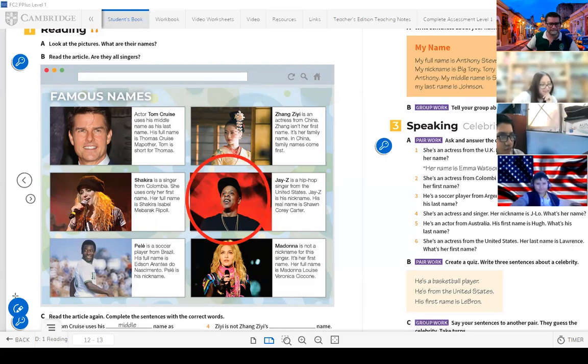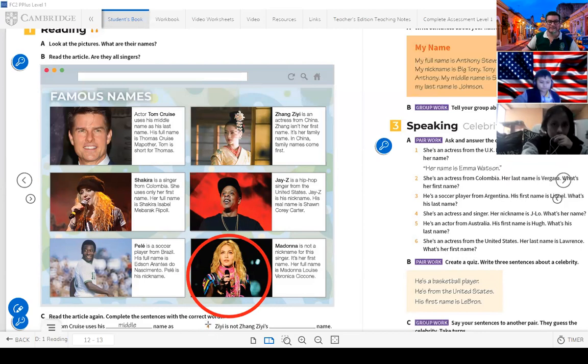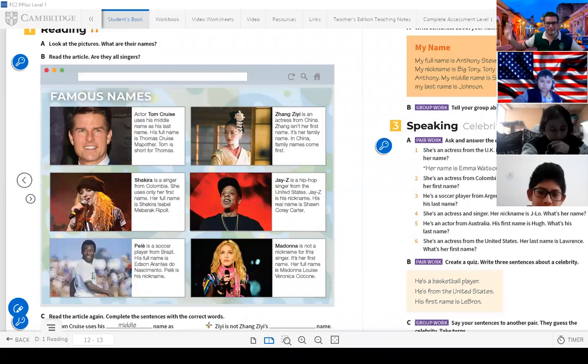Okay. What's the name of this man? Jay-Z. No, my God. Jay-Z es el profe de historia. ¿Cómo que Jay-Z? Right? Okay. Now, let's see. What's the name of this man? Pelé. The king of soccer, right? El rey del soccer, Pelé. Now, who's this lady? Madonna. Oh, yeah. She's Madonna. The always young. La que siempre está joven. La que nunca envejece. Madonna.